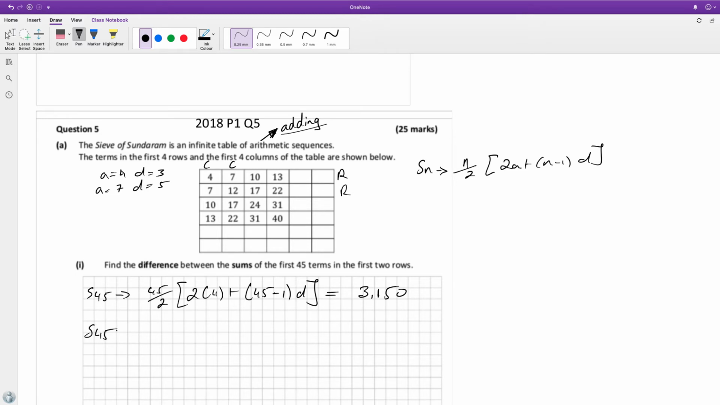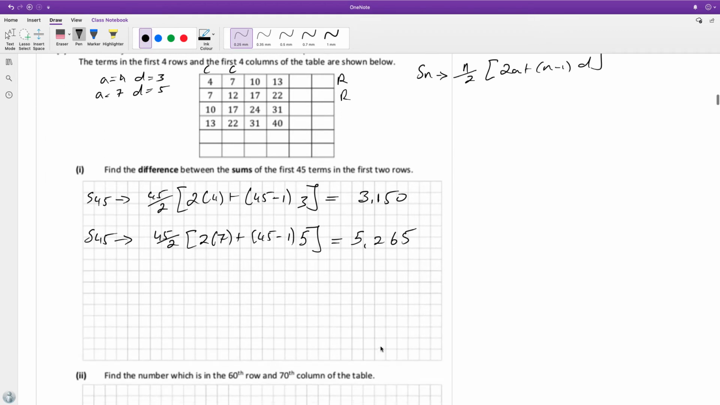Sum to 45 in the second one is 45 over 2 times 2 times 7, plus 45 minus 1 times, sorry, D over here should have been 5, and that is equal to 5,265. Are we happy with those two figures? Both checked. Right, so what's the difference between the two? 2,115 is the difference.